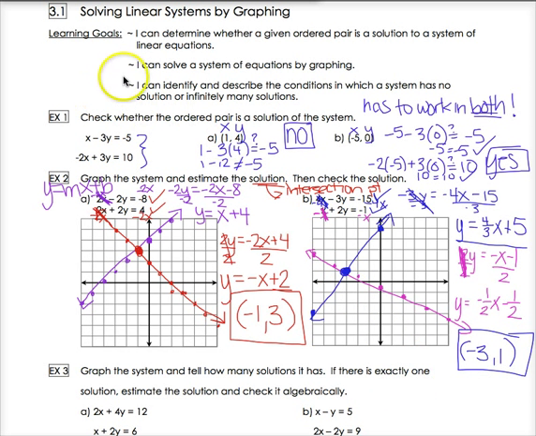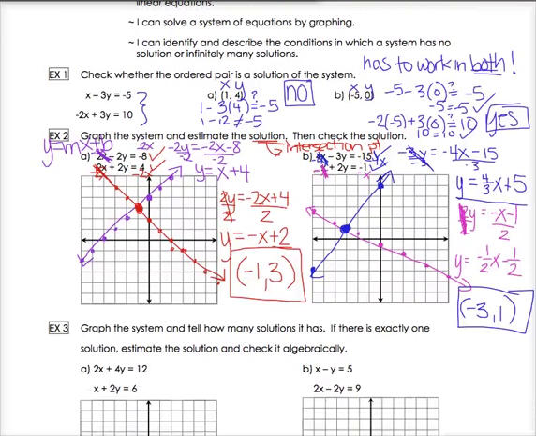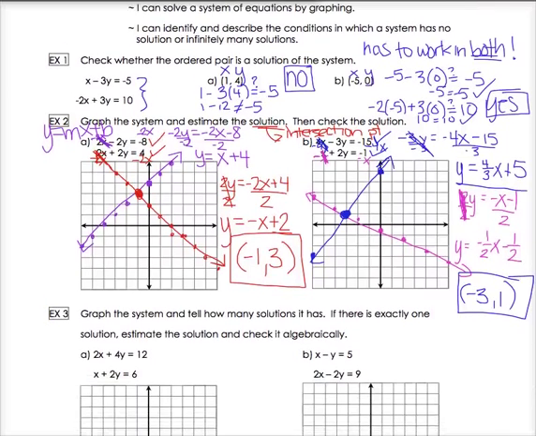So that tells us how to solve a system of equations by graphing. Again, the solution is the intersection point. Never forget that, because that is the meaning of what we're doing, and it's important to understand why we are doing what we're doing. All right, so let's move on to our last example and last learning goal.